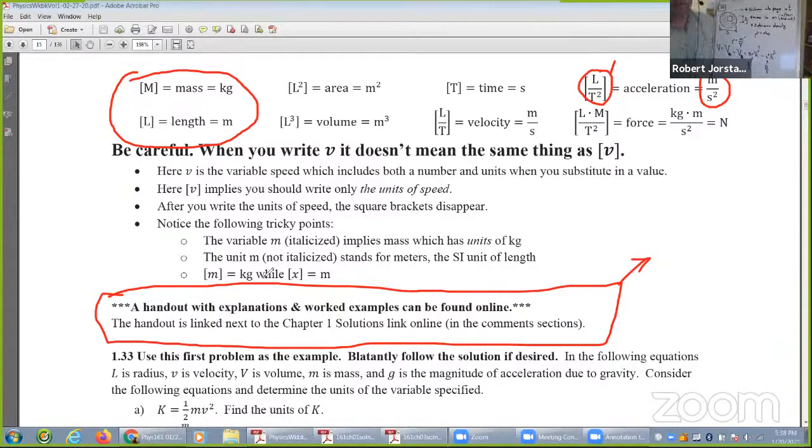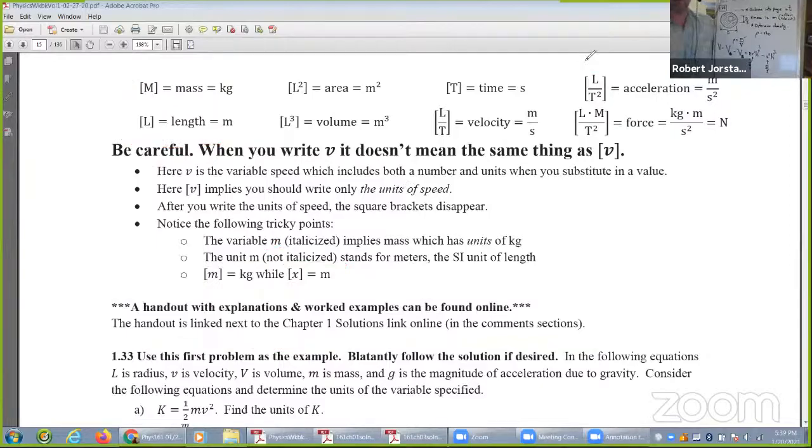One of the main things I want to point out is that M and the units of M are not the same. Furthermore, the units of X are M, but it's a different M. It's not italicized. So we have to be very careful here. Let me make up a new problem for you and just show you what I mean. Okay.